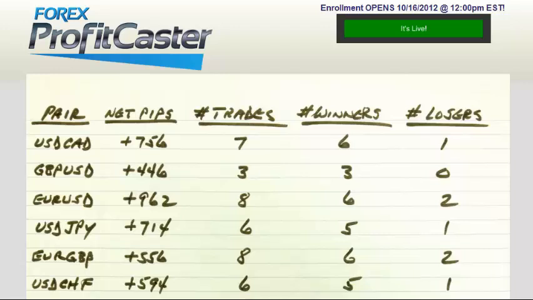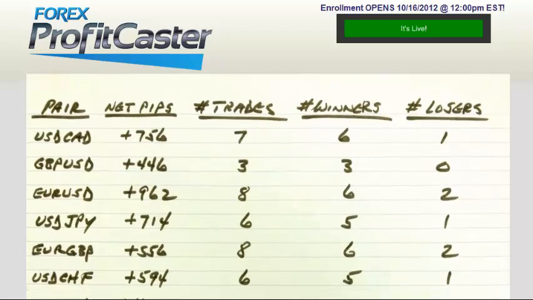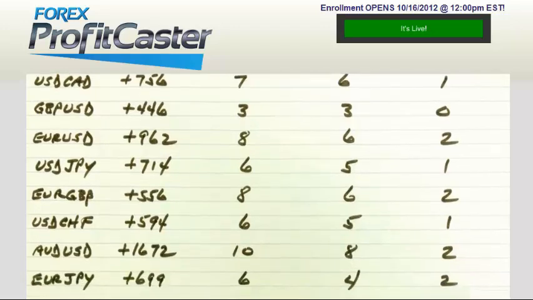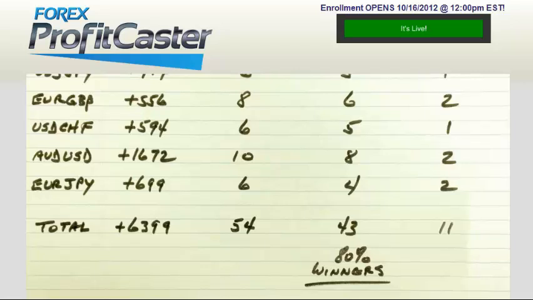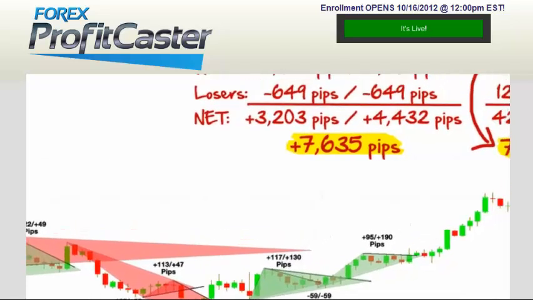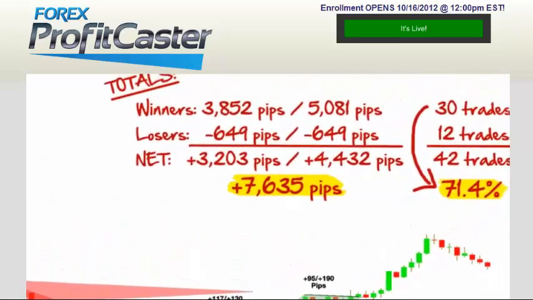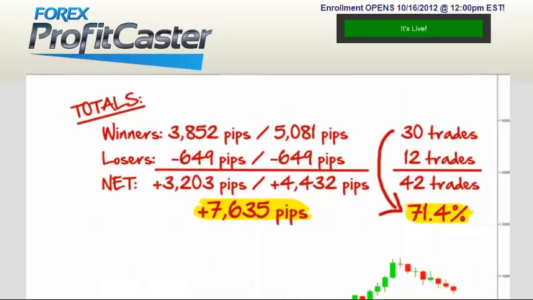When I applied the Forex ProfitCaster approach to the 8 most profitable Forex markets over a recent 6-month period on daily charts, it helped to spot 6,399 total pips over 54 trades, of which about 80% were winners. And when I applied it to nearly 2 years of daily Euro-US dollar charts, it picked up 7,635 pips with 71.4% winners. Now remember, it won't always be this good. You could do worse, and you could do much better.